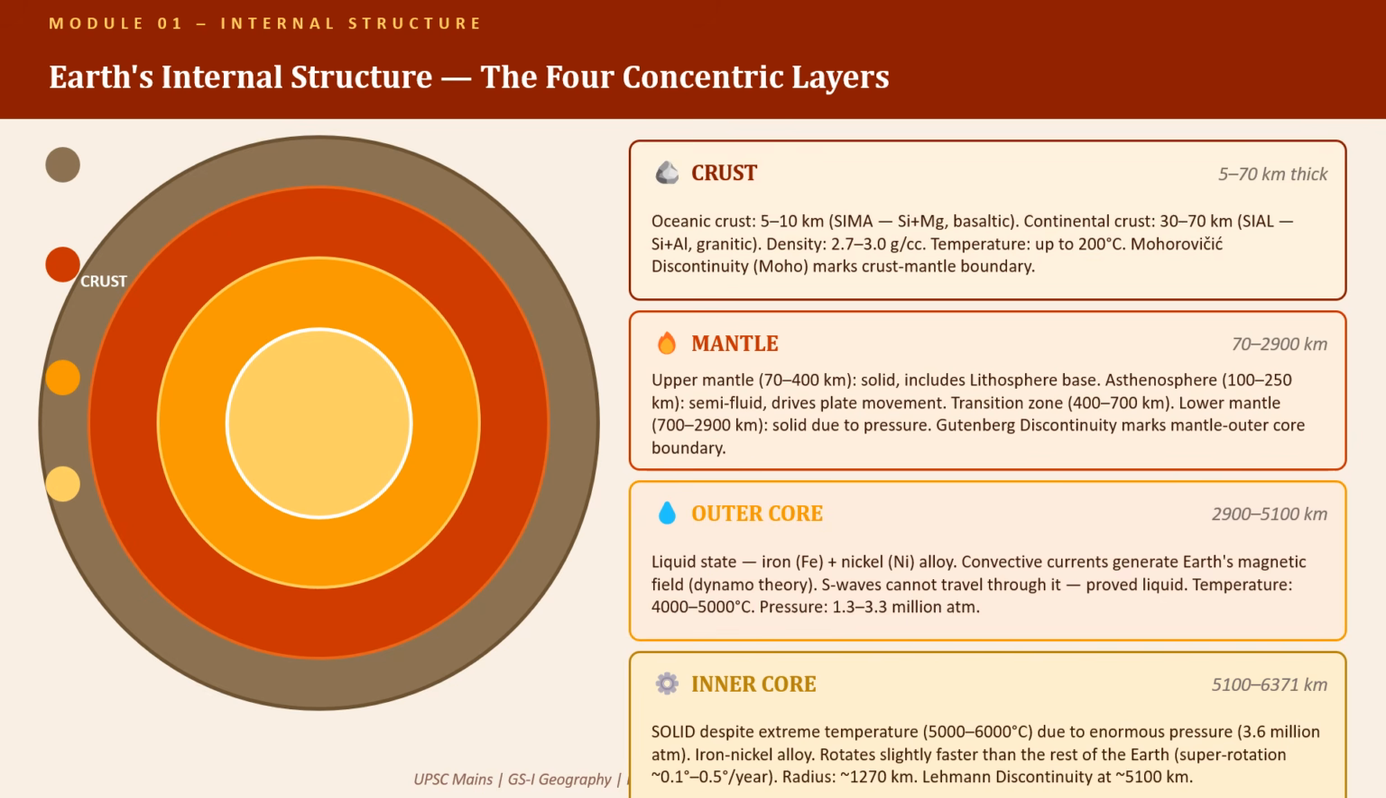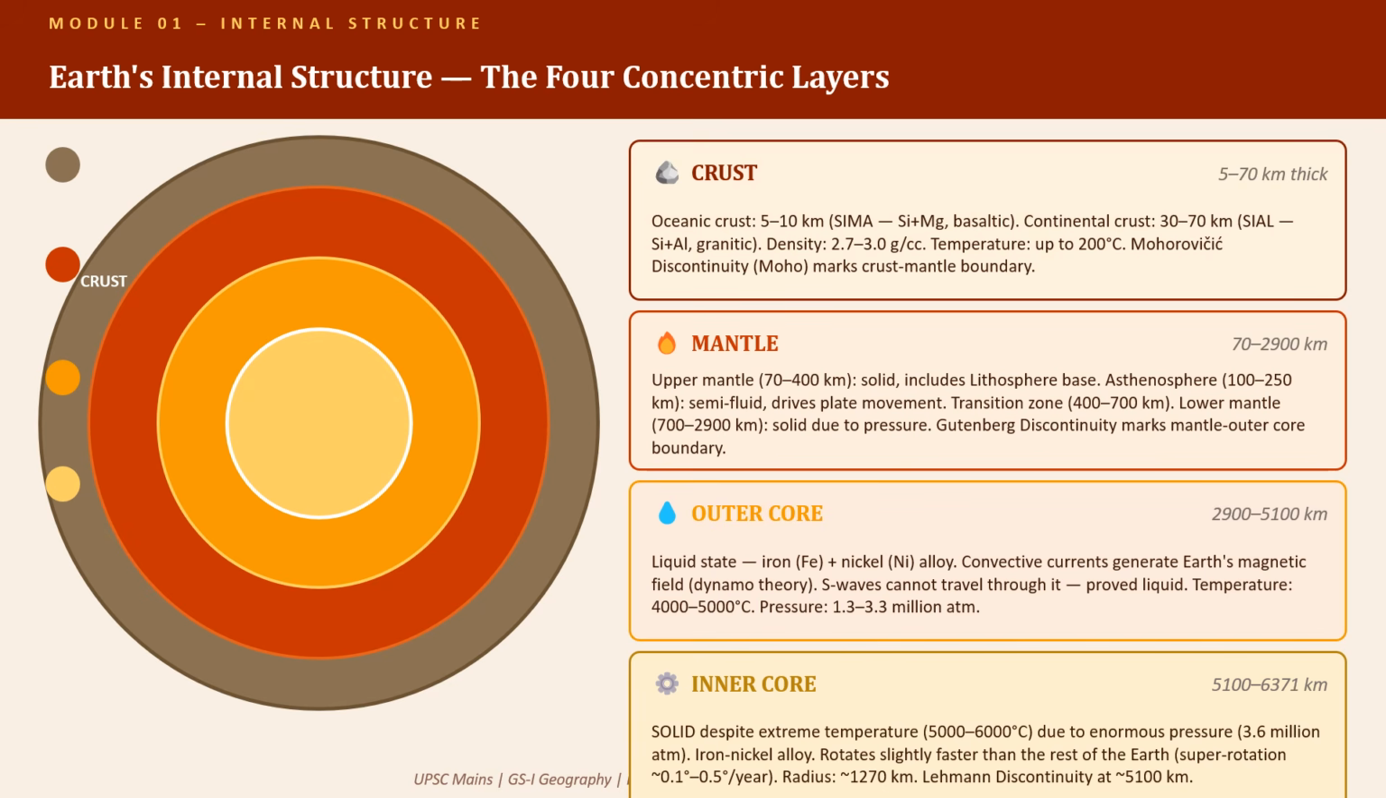The mantle itself has sublayers. The upper mantle includes the lithosphere at the very top, which is the rigid outer shell of the Earth formed by the crust plus the topmost mantle. Below the lithosphere is the asthenosphere, a semi-fluid zone of soft rock that flows very slowly, and it is this asthenosphere that allows tectonic plates to move.